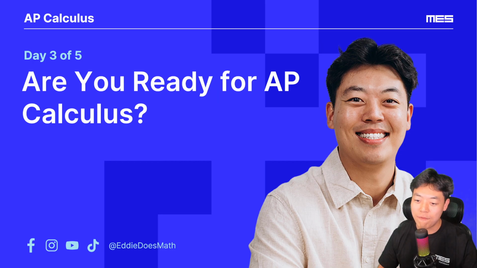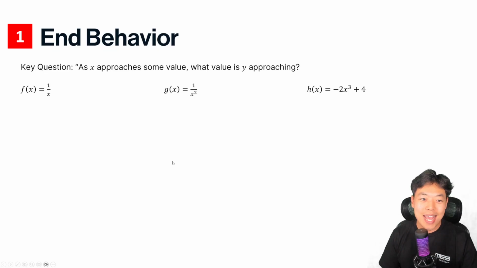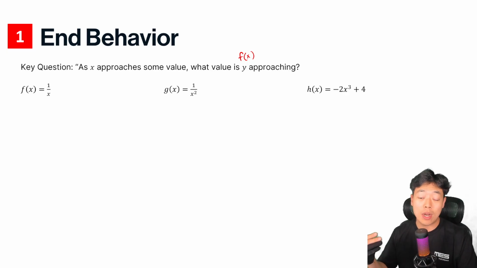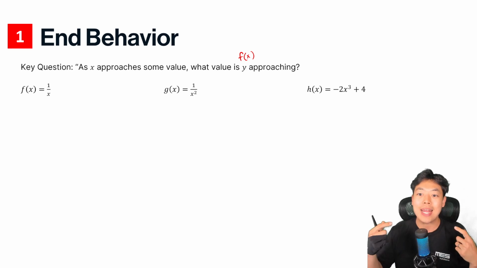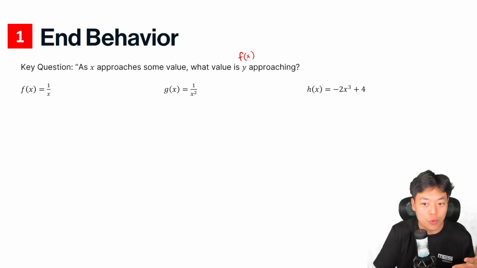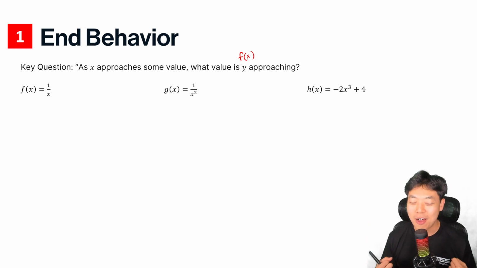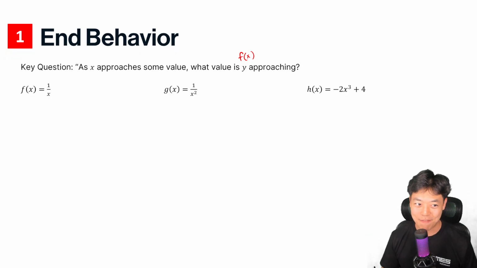Here we go. First topic for today is end behavior. The key question today is, as x approaches some value, what value is y approaching? Y can also be called a function of x, and that's where we get that f of x notation from. Y is a function of x because whatever x we input, y is what we get as our output, and f is the function that x goes through in order to get our output of y. That's what we call it, f of x.